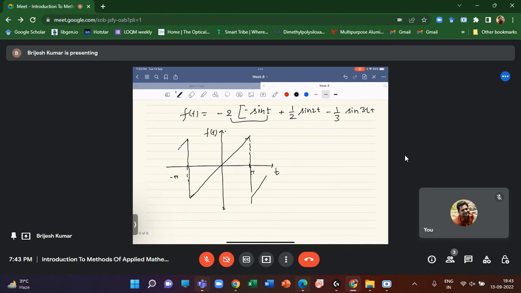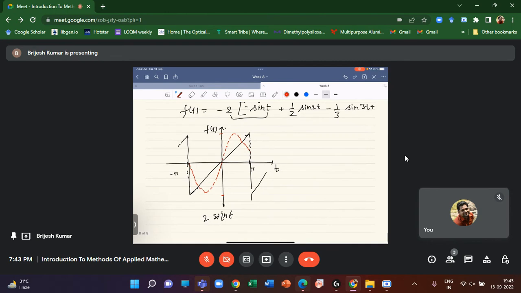So if we write 2 sin t, how will it go? It will look like that. It goes from minus 2 to 2. And sin t goes minus 1 to 1, so this will be 2 and this will be minus 2.